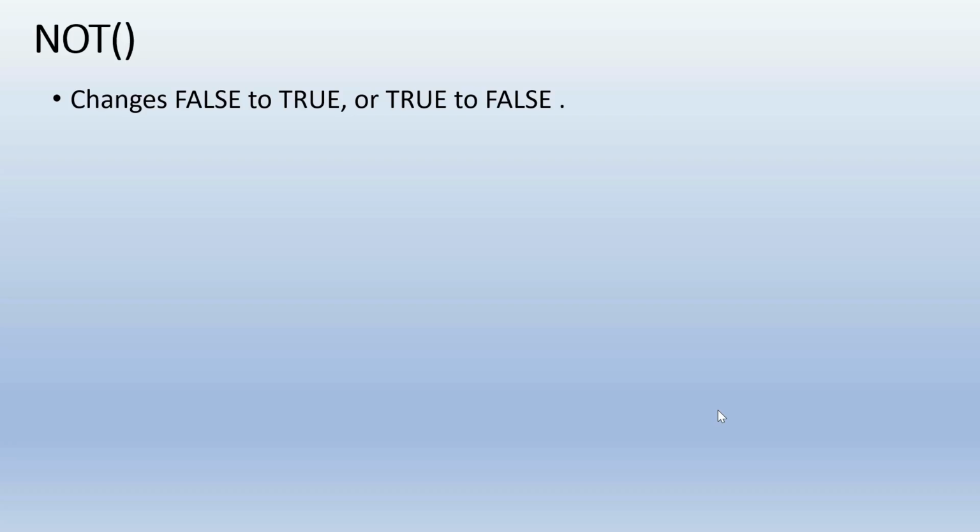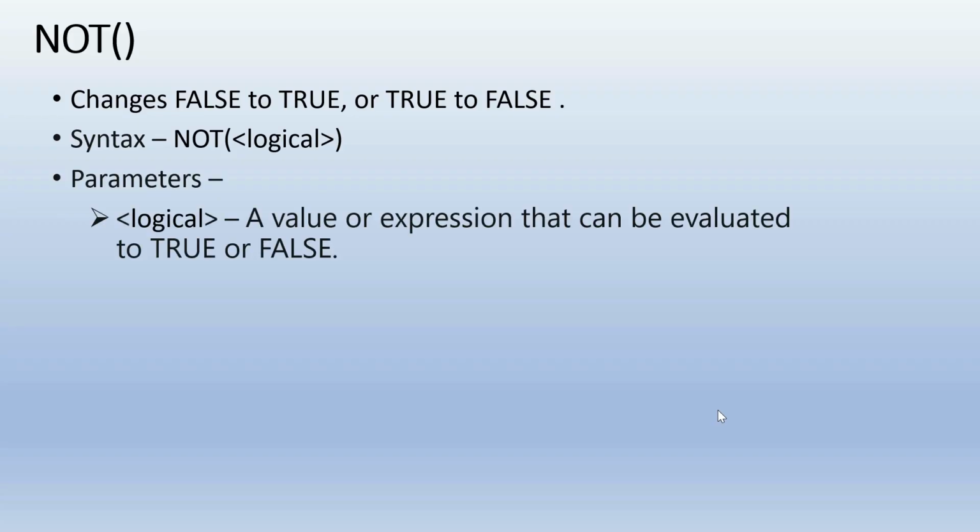Now we have the NOT function. The NOT function reverses the Boolean values from false to true and true to false. Right? The syntax is NOT, and inside NOT we provide the logical. We have only one parameter, the logical. It just asks us to provide the Boolean value or an expression that can be evaluated to the Boolean value, either true or false. It returns the opposite Boolean value, true or false, right?